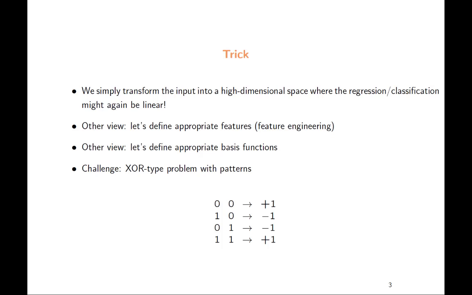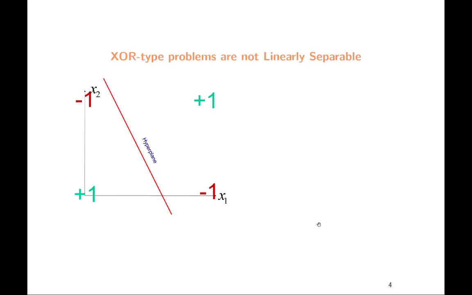And here's a typical example, a classical XOR type problem, which sort of killed the perceptron in the late 60s. The input pattern 0, 0 is mapped to a +1. The input pattern 1, 0 is mapped to a -1. The input pattern 0, 1 is also mapped to a -1. And the input pattern 1, 1 is mapped to a 1. And this is shown over here.